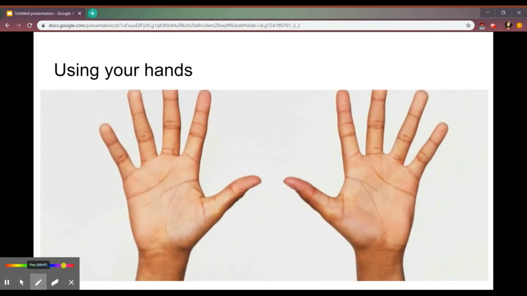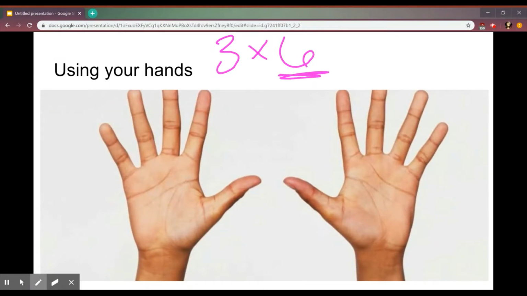Now, another method you can do is using your hands. So say we had 3 times 6. You could hold up 6 fingers and count by threes by using the sections of your fingers. So you would go 1, 2, 3, 4, 5, 6, 7, 8, 9, 10, 11, 12, 13, 14, 15, 16, 17, 18. And you know that that equals 18.